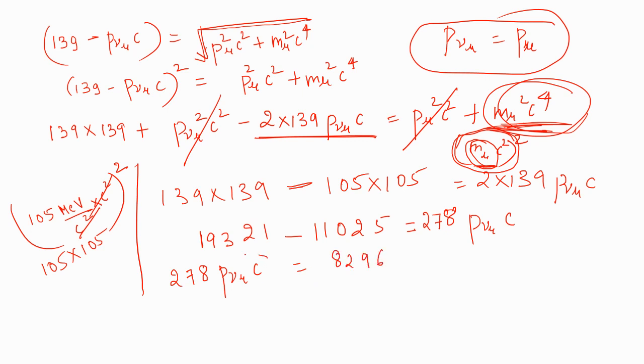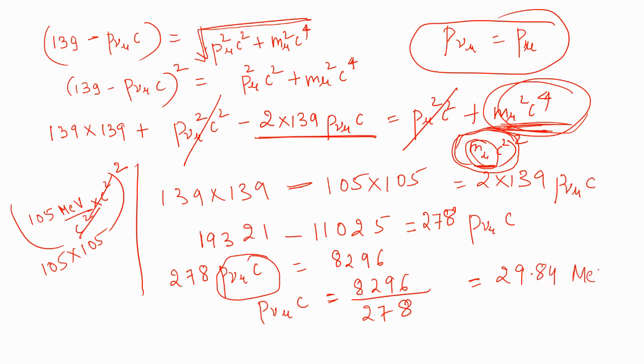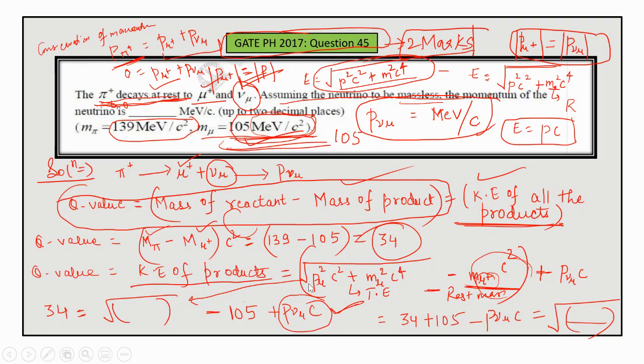8296 it will come. Now, this we need to find out. Not P, we need to find out P C. Reason I'll tell you. 278 it will come. Now, what will be 8296? It will be 29.84 MeV.